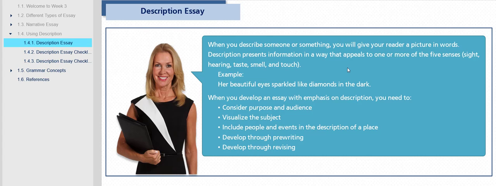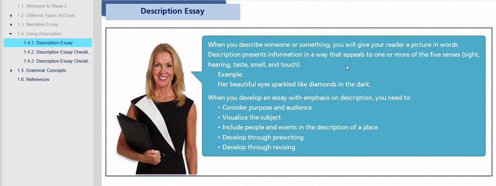Example, her beautiful eyes sparkled like diamonds in the dark. When you develop an essay with emphasis on description, you need to consider purpose and audience. You need to visualize the subject. You need to include people and events in the description of a place. And you need to develop through pre-writing and develop through revising.